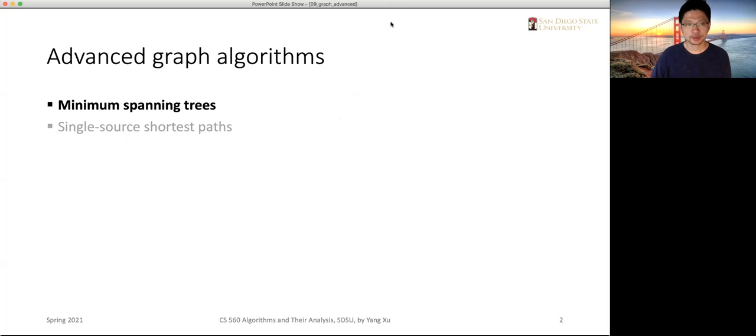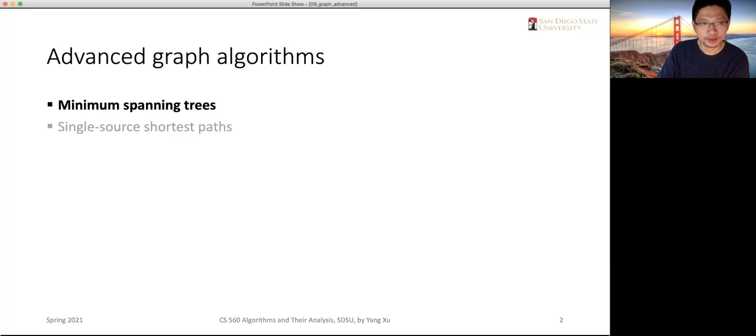So the outline of this big topic of advanced algorithms is basically two types of problems. The first one is the minimal spanning trees. Under this topic, we will cover two specific types of algorithms for minimal spanning trees. And for the single source shortest path, it is also a general problem, and we're going to introduce at least two types of specific algorithms. One thing these two types of problems share is that they need the information about the weights of the edges.